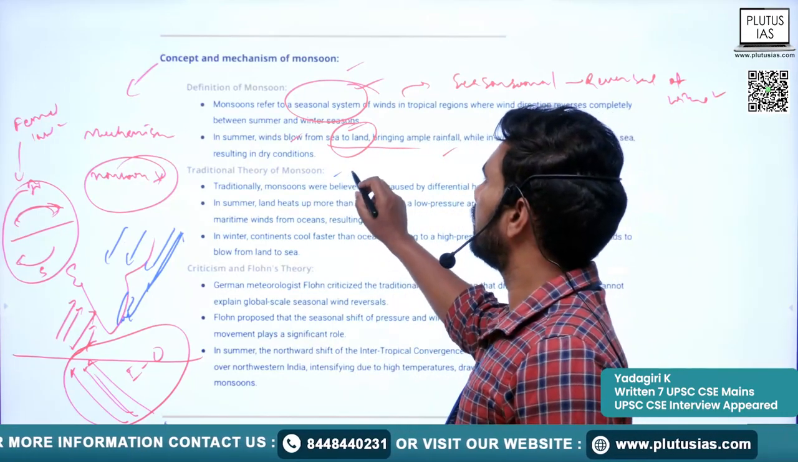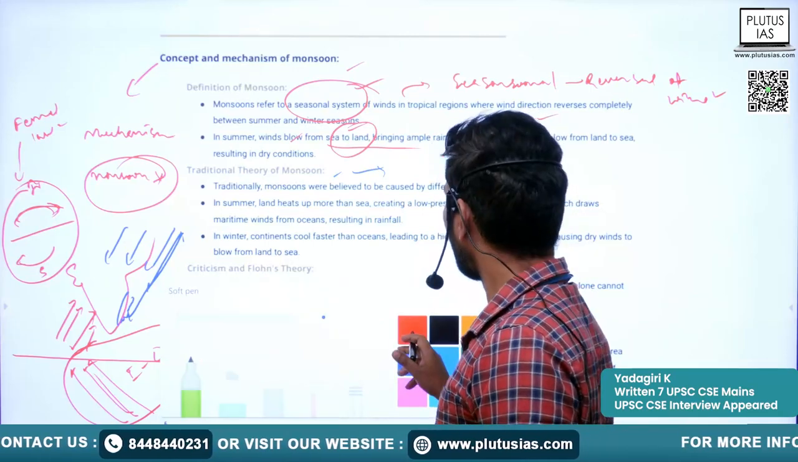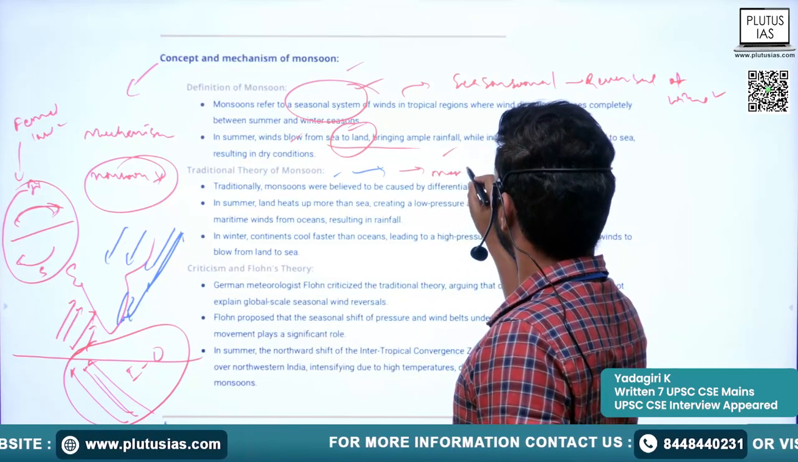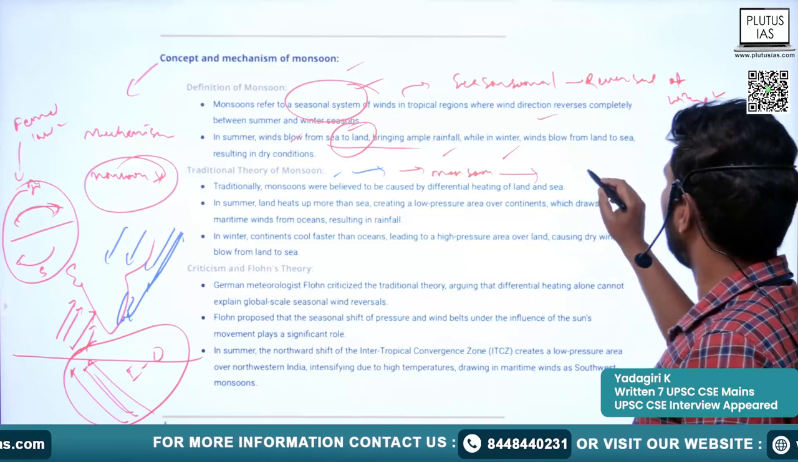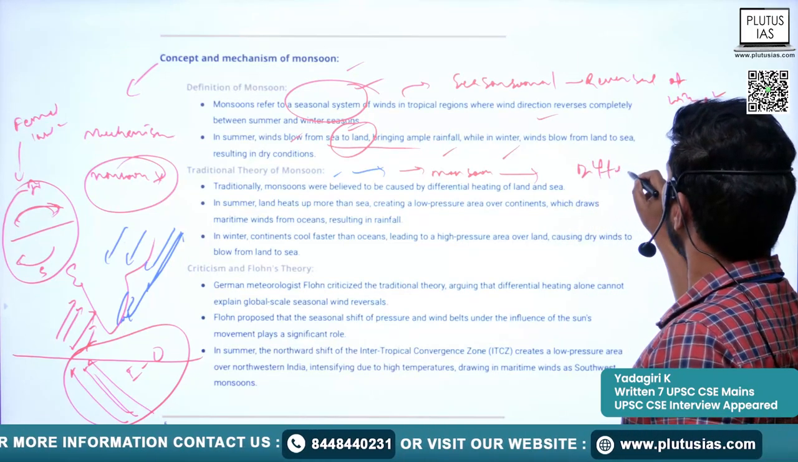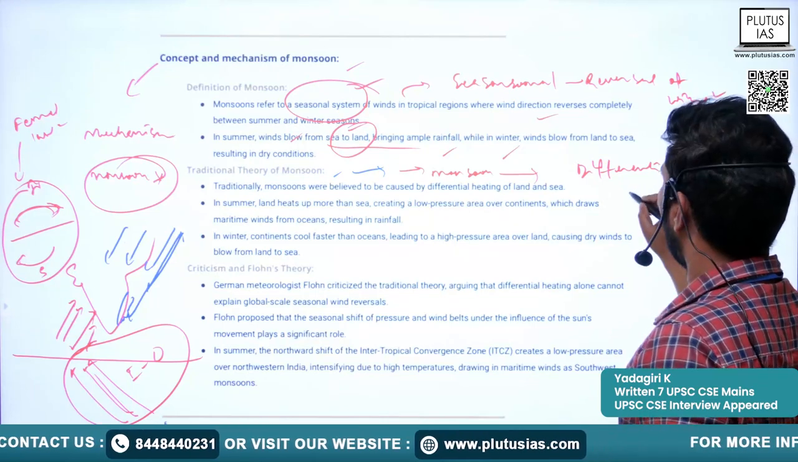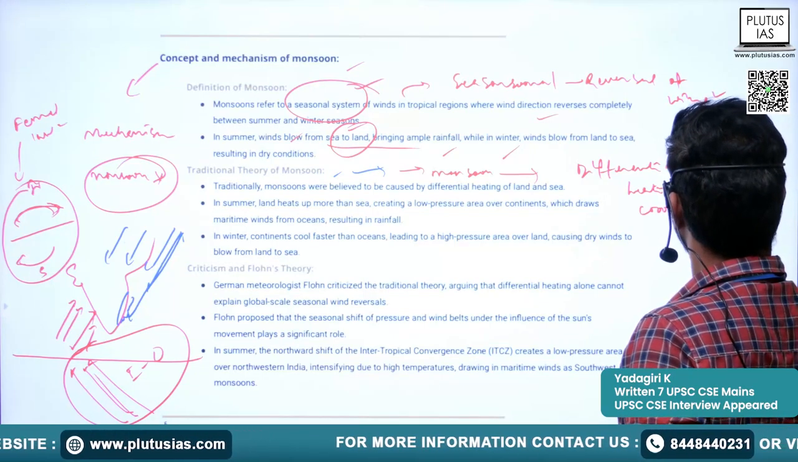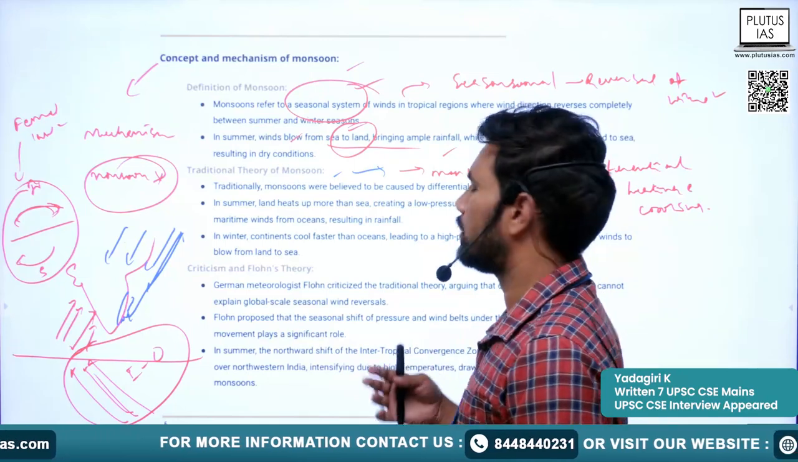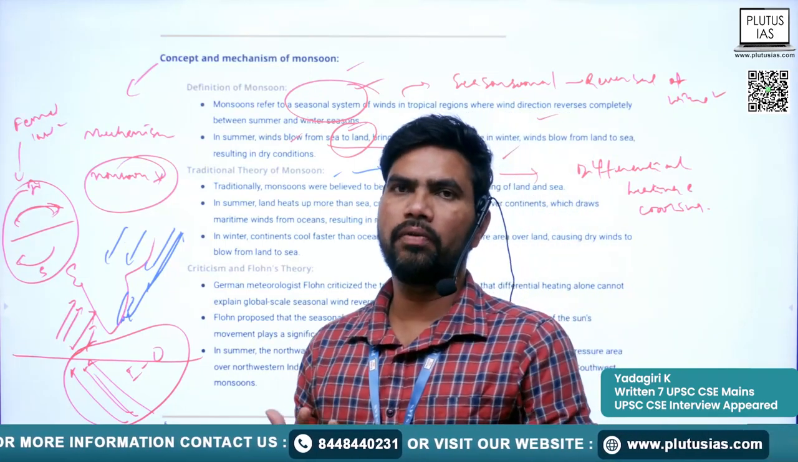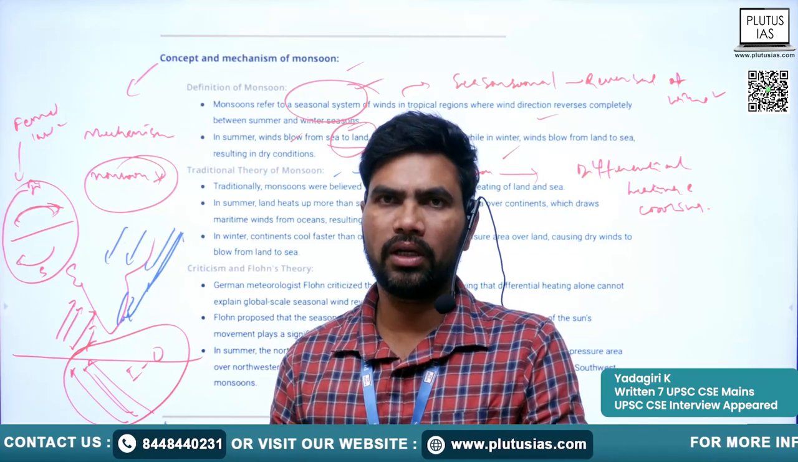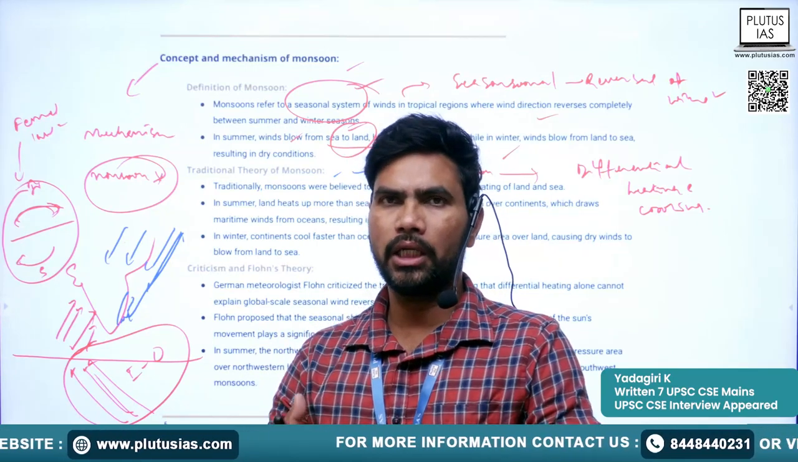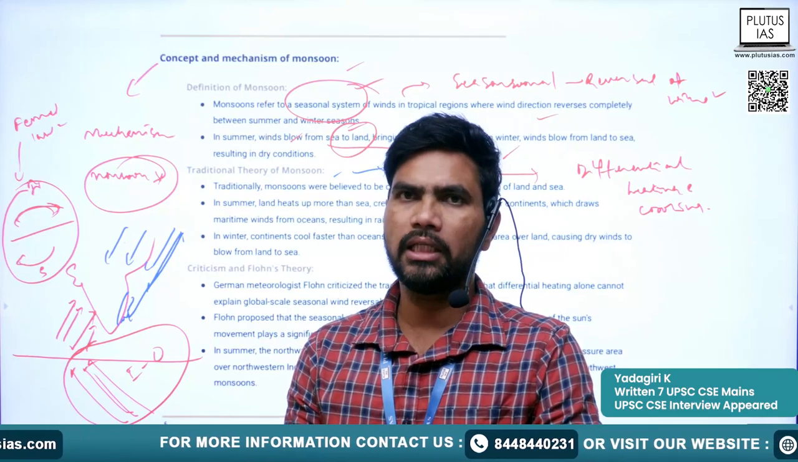Right. The traditional theory of monsoons says that the monsoons are a result of the differential heating and cooling of the earth and water surface. So as you all know, the earth heats quickly and it also loses heat quickly, whereas water absorbs heat gradually and also releases the heat gradually.